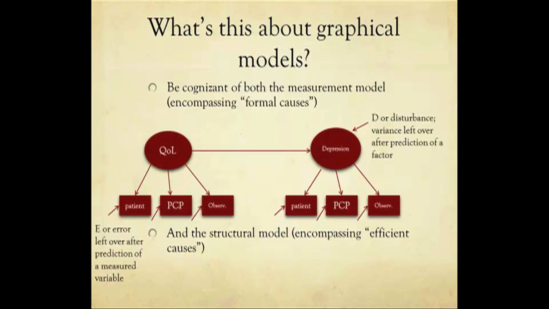And you can see here I've added some more of these mysterious little arrows floating around in space. The ones associated with the measurement models are different sorts of error left over after prediction of a measured variable, whereas we have this error coming off of depression, and that's our D, or disturbance, variance left over after prediction of a factor.